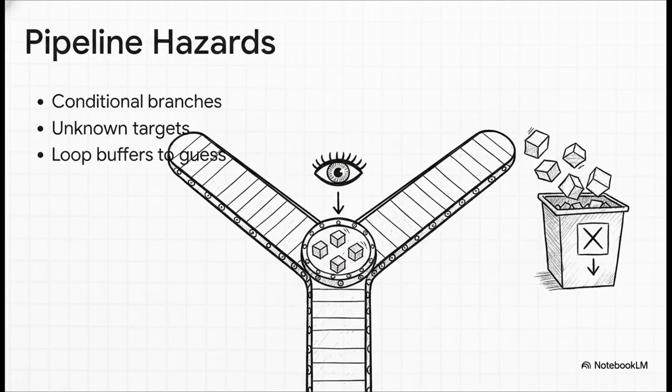However, as you might guess, keeping this assembly line moving perfectly isn't a walk in the park. Pipelining introduces complications, which we call pipeline hazards. For example, what if a conditional branch instruction jumps to an unknown target address? If the CPU guesses wrong about what comes next, the whole assembly line has to be flushed. That wastes precious time. To mitigate this chaos, modern processors use things like loop buffers, which are basically small, high-speed memories holding recently fetched instructions to help guess the next step and prevent those nasty branching delays.